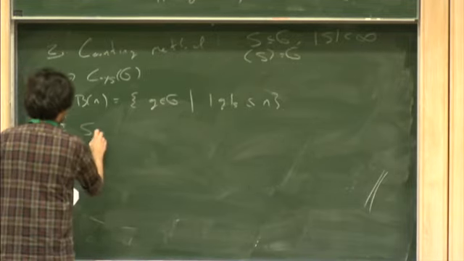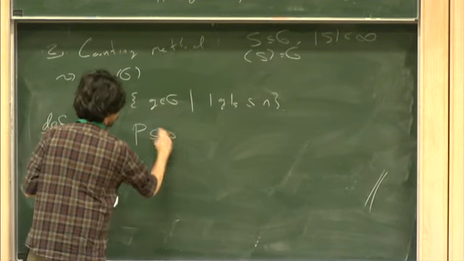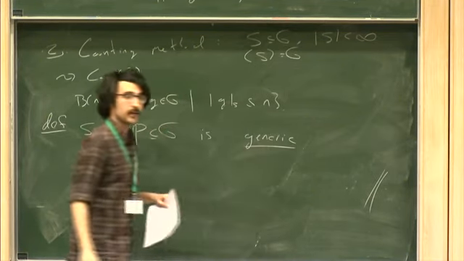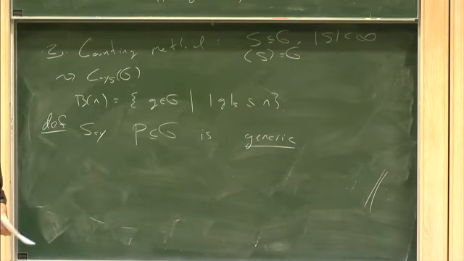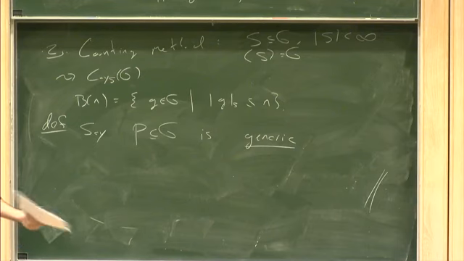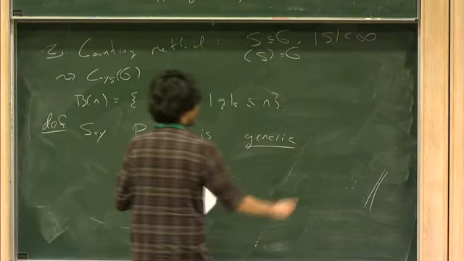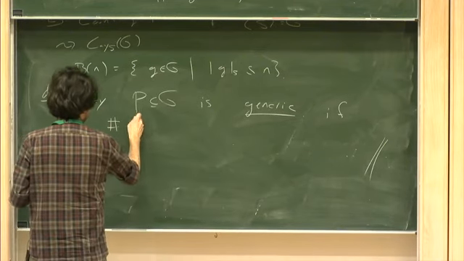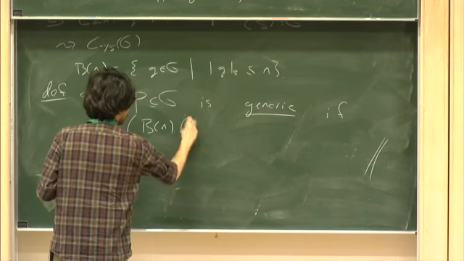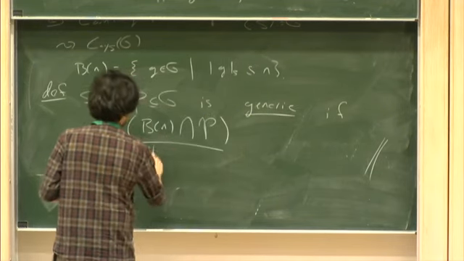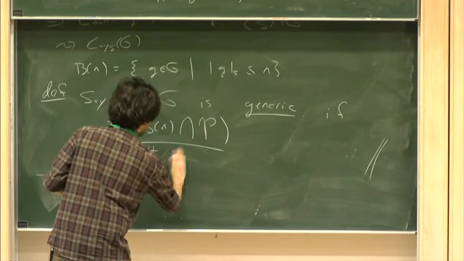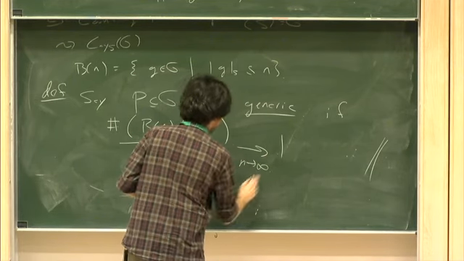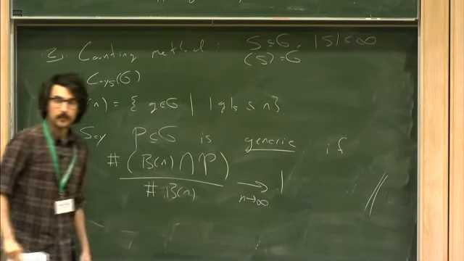We'll say P inside of G is generic if the proportion of elements in the ball of radius n that lie in P goes to 1 as n goes to infinity. So if the number of elements in the ball of radius n that also live in P, divided by the total size of the ball, goes to 1 as n goes to infinity.